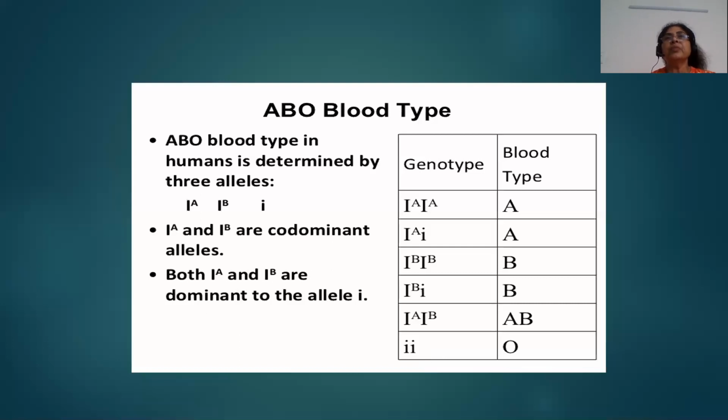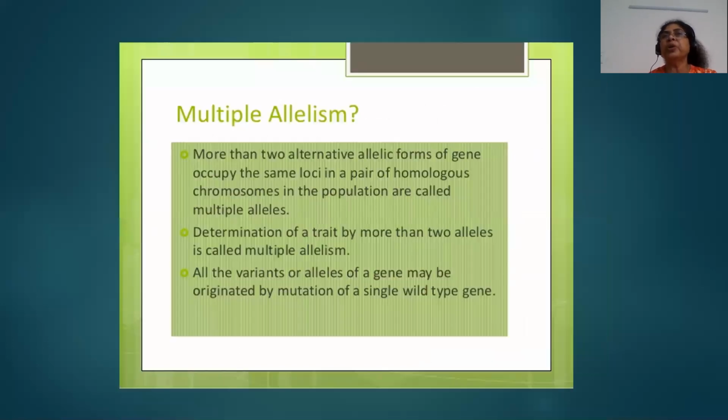So children, this example of human ABO blood group is a very good example of multiple allelism also. What is multiple allelism? It is when more than 2 alternative allelic forms of a gene occupy the same locus in a pair of homologous chromosomes. If there are more than 2 alleles in a population, then you call it multiple allelism. Multiple means more. More than what? More than 2.